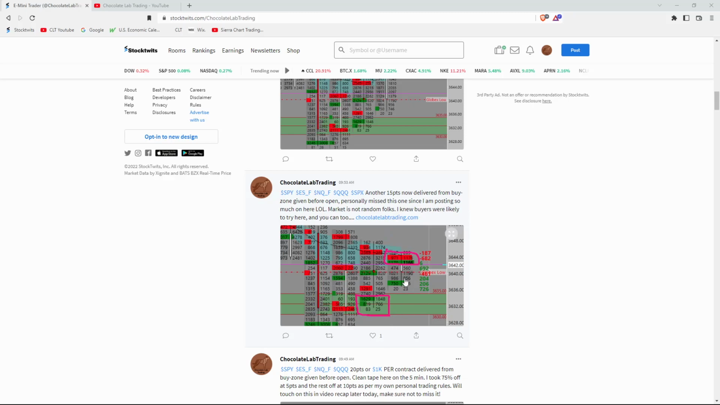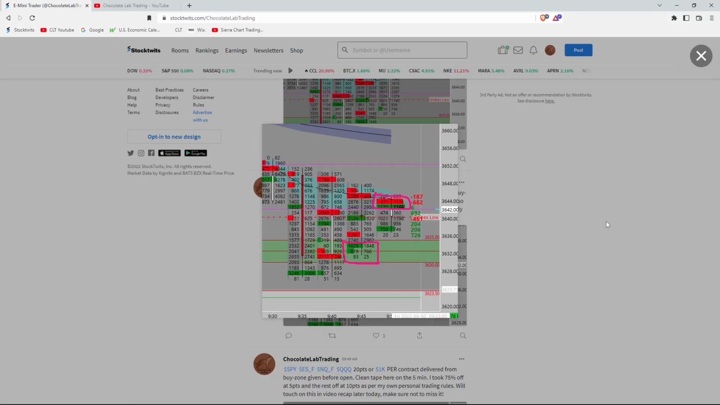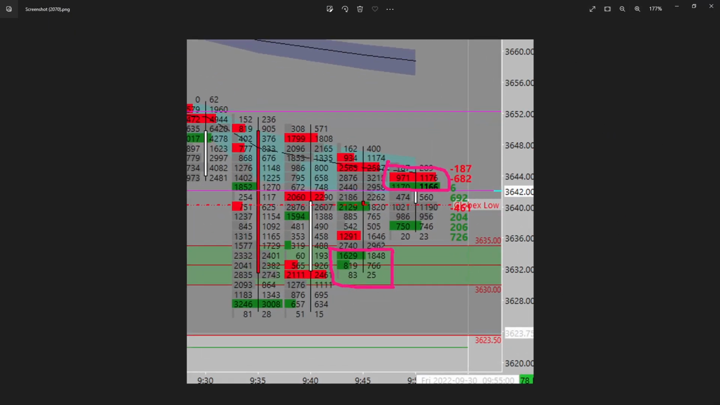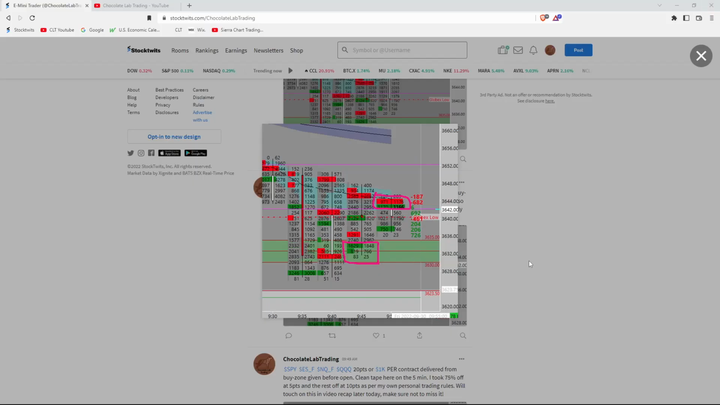Another 15 points now delivered from buy zone given before open. Personally missed this one, as I said. So yeah, this was the re-entry, or if I was still in the trade, this is a perfect re-add. We come up here, sellers trying to move down on the tape, and look, thin tape, thicker, and nice exhaustion right into here, double buying imbalance. Perfect trade entry. Get your 10 points, 5 points, whatever your target price is, and this actually was a perfect entry to continue up for that 60 points.